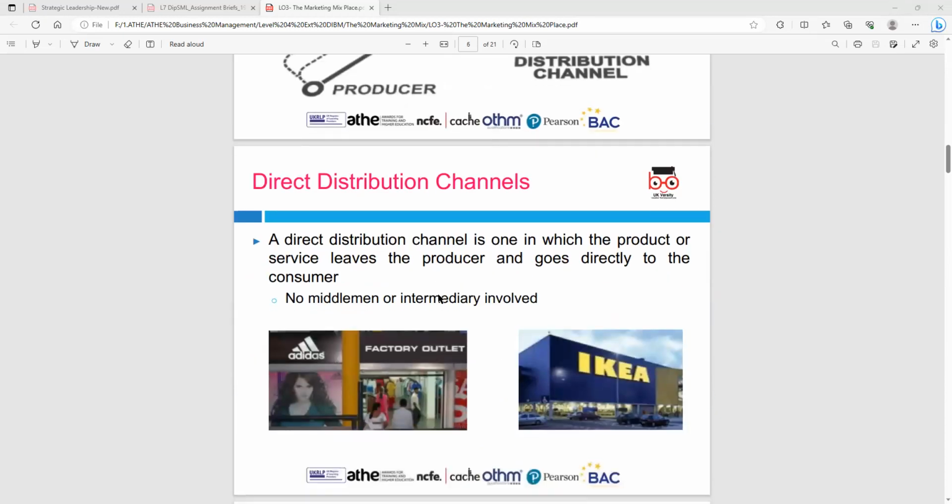Now let's talk about the direct distribution channels though. Do you know what it means? A direct distribution channel?